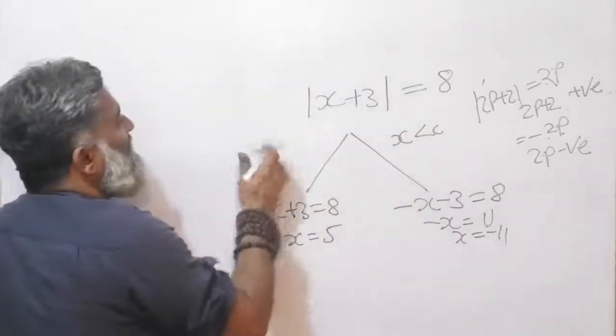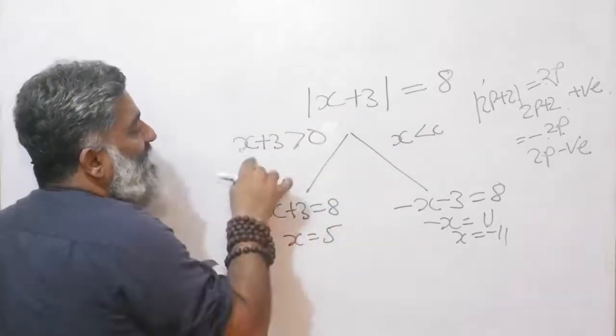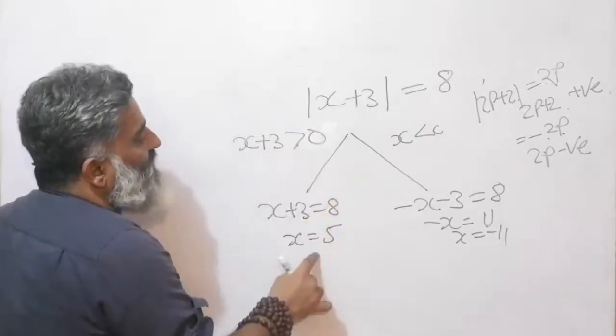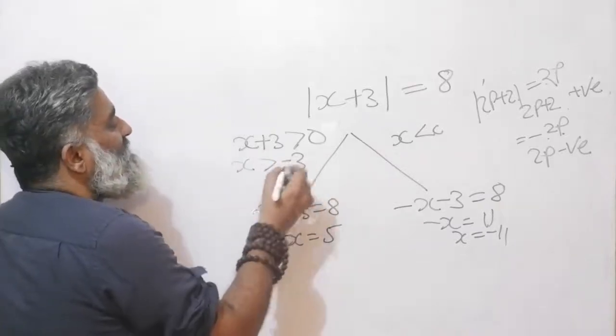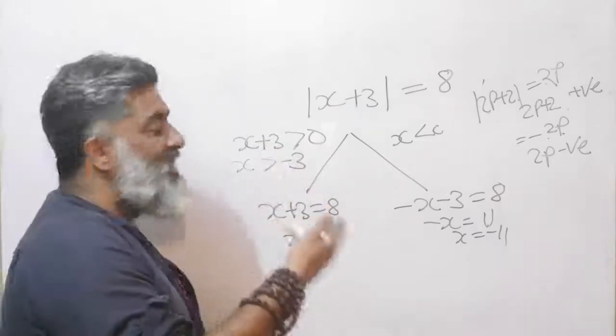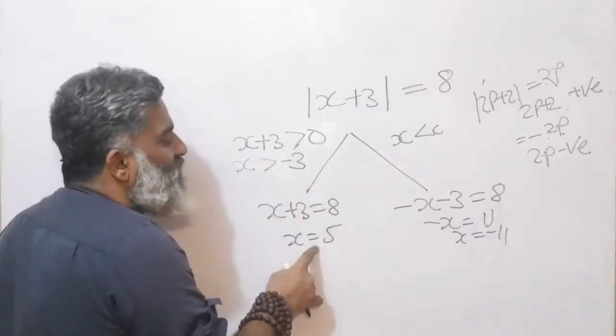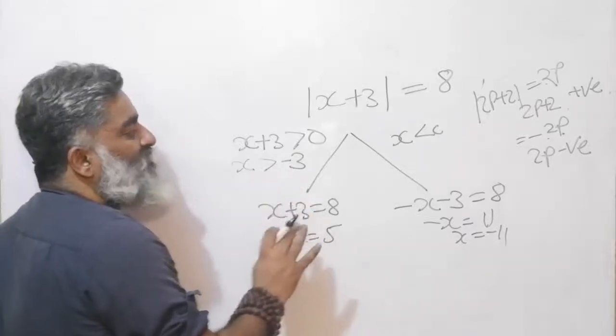That means you will say when x plus 3 is greater than 0, this story will work out. And convert this further, x is greater than minus 3. So x is greater than minus 3 is my assumption, is my condition, and x is equal to 5, which is fine because 5 is greater than minus 3, so no problems there.